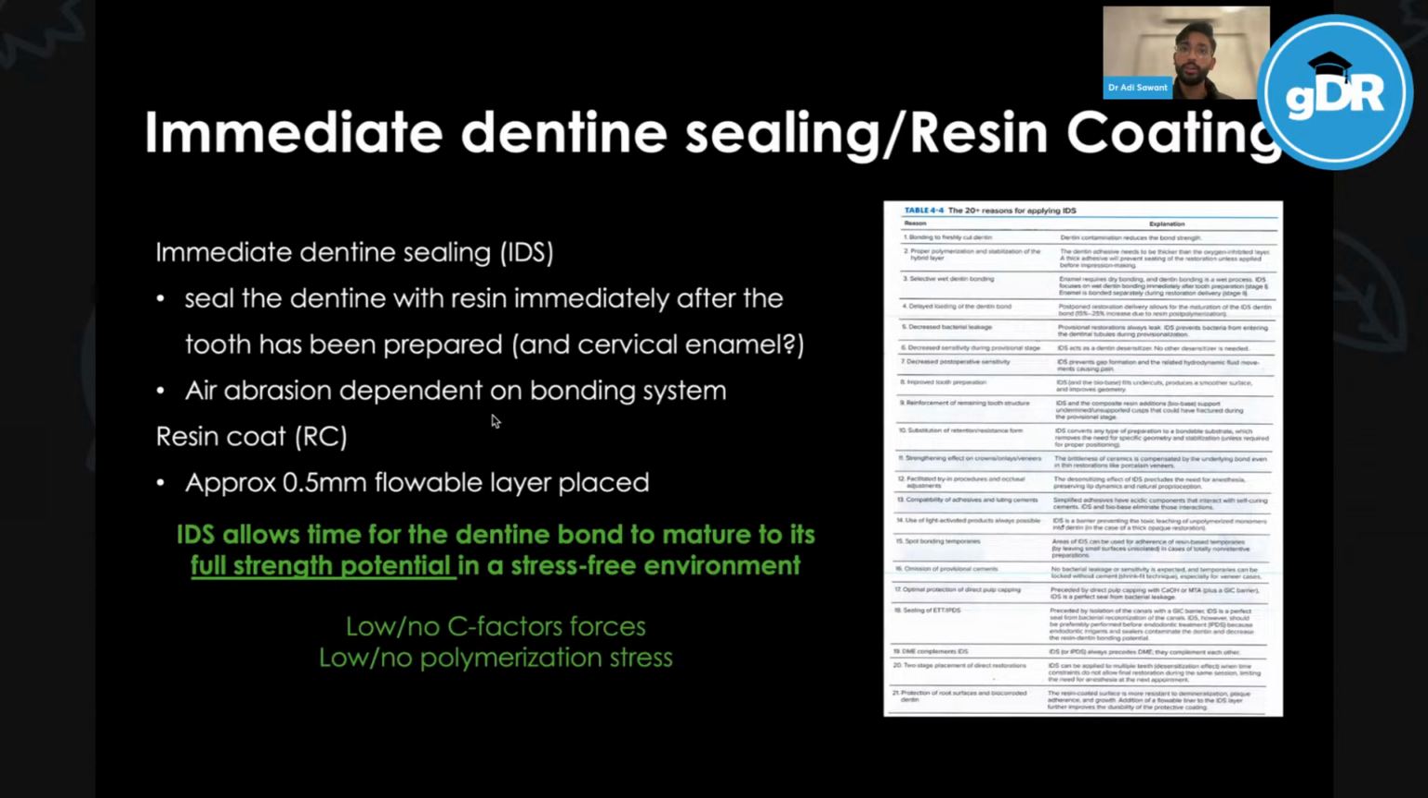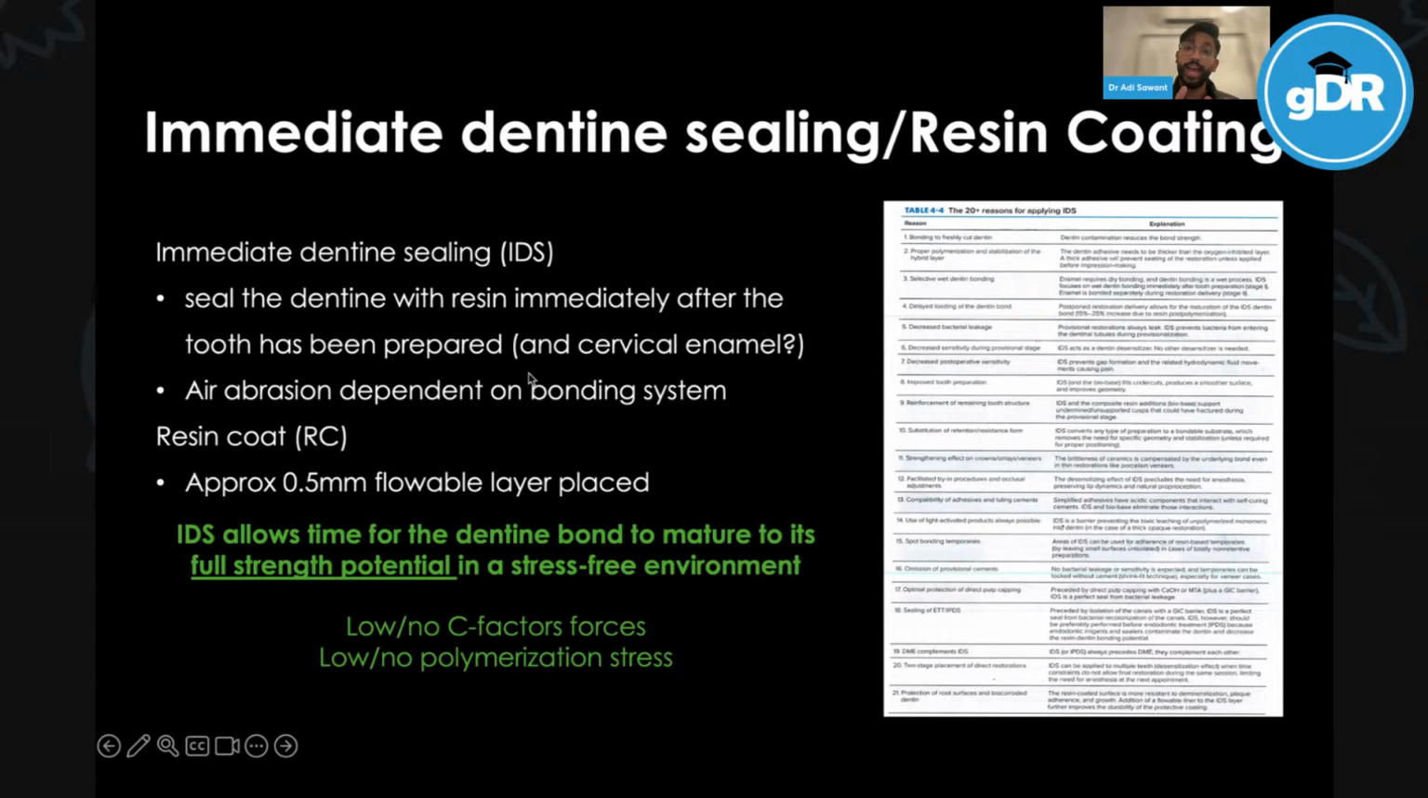You've got the OptiBond FL, which has a thicker film thickness. It's just thicker. It's almost like a thin flowable. And you've got Clearfil SE Bond, which is a 6th-gen self-etch system. It's a bit thinner, right? You've also got this thing called the resin coat, which is a 0.5 millimeter flowable layer placed on top. Essentially, to allow that dentine bond to have some time to mature, this is what allows it to do so.